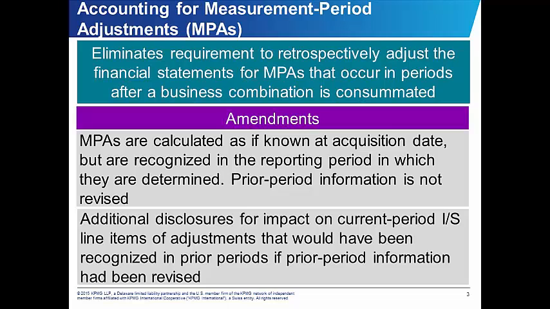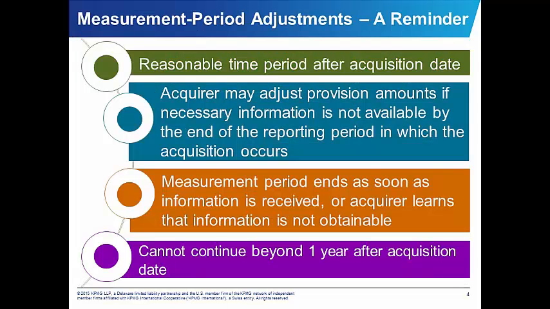Now that we've gone through how the amendments in this ASU affect the current guidance, maybe you can remind us of some basics of measurement period adjustments, Casey. Sounds good, Paul. Let me take a moment to level set and make sure that everyone is on the same page regarding measurement period adjustments. As set forth in ASC 805, the measurement period is a reasonable time period after the acquisition date. And during this time period, an acquirer can adjust the provisional amounts which were recognized for a business combination if the information necessary to complete the accounting is not available.